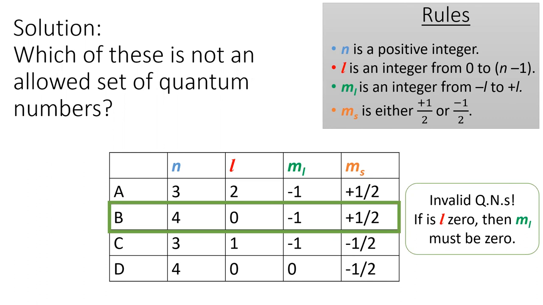In this case, it's negative 1, so that is fine as well. Lastly, the spin quantum number, m sub s, just has to be plus 1/2 or minus 1/2. So that one is good. Electron A has a valid address.